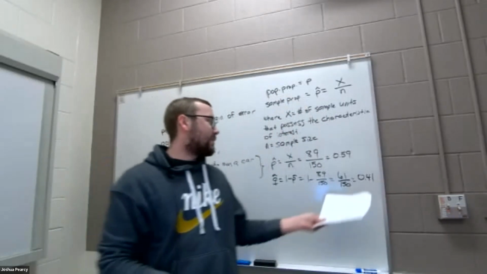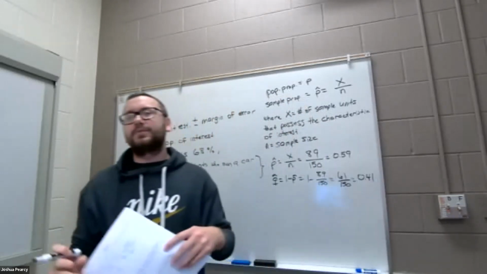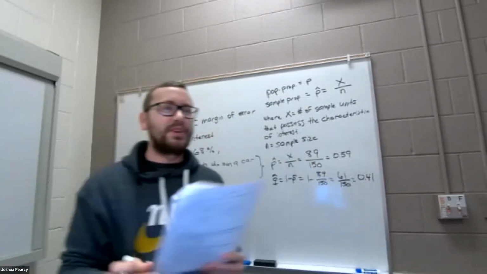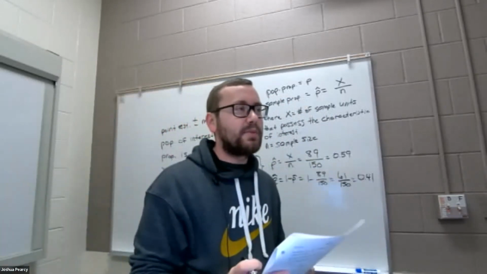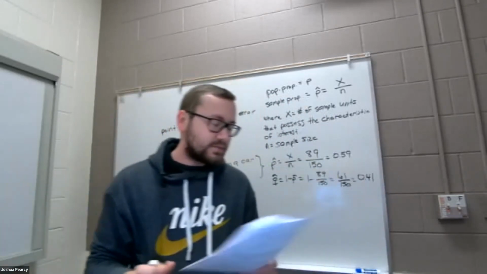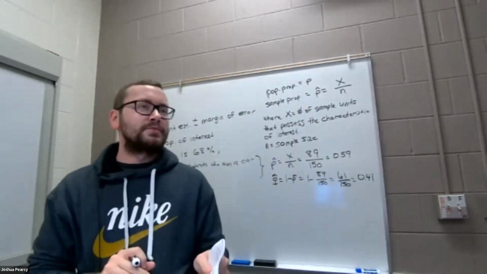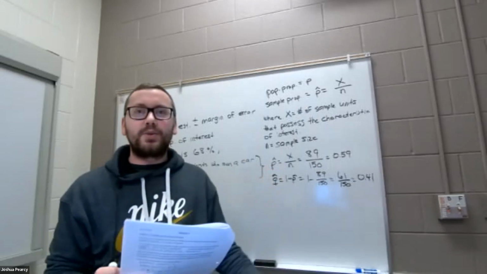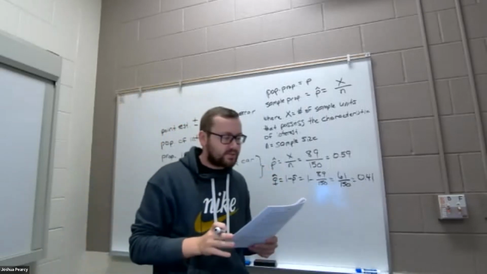And what do you notice about when I add these two together? What do you get? 1, as you should, because when you add two probabilities together that are complements, you're going to get a probability of 1. So you'll need to know this idea for, I don't know what number it is on your homework, but I know there's one on there.